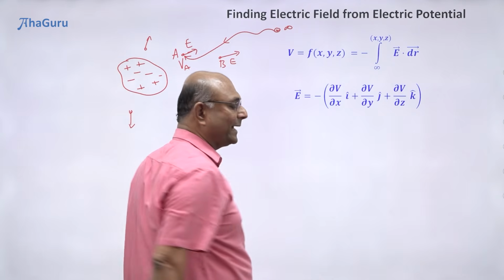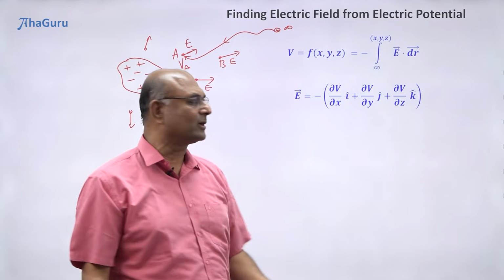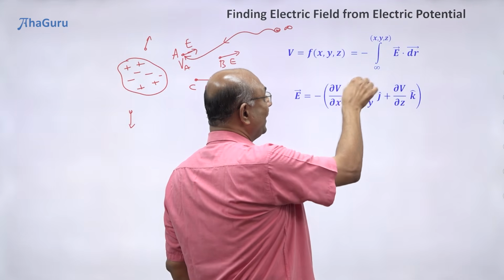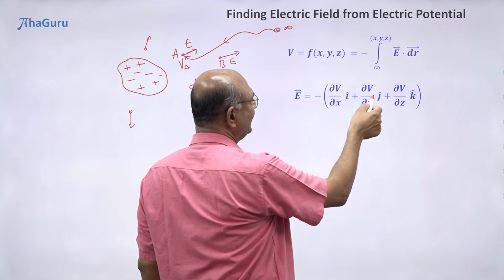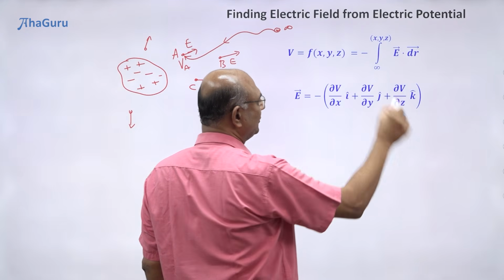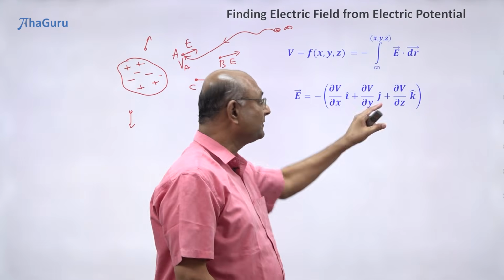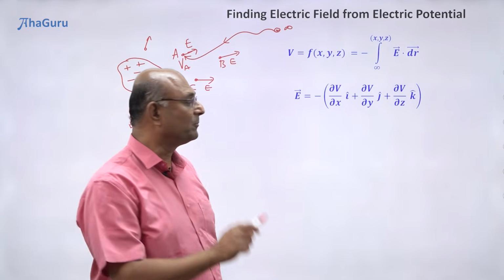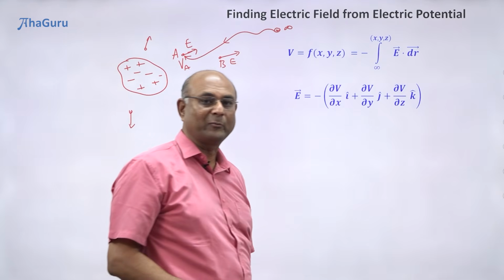Dou V by dou Y, that means differentiate V with respect to Y, keeping X and Z constant. That will give you the Y component of the electric field. And so dou V by dou Y, J cap. And similarly, dou V by dou Z, so keeping X and Y constant, you differentiate with respect to Z. That will give you the Z component. So therefore, K cap. And because I have a minus sign here, here also I'm going to get a minus sign.